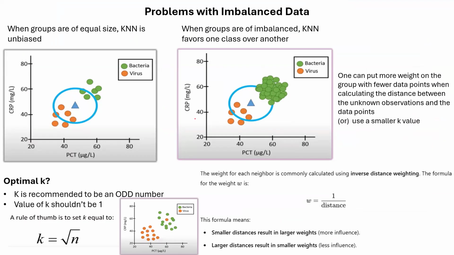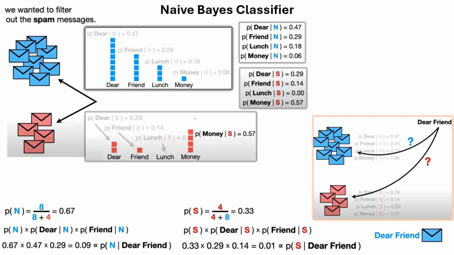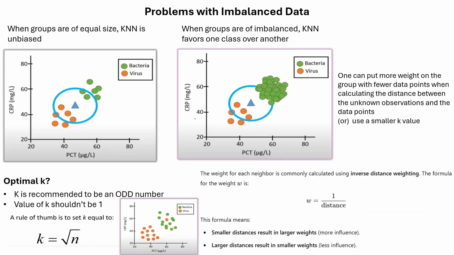Now it all works well when you have balanced data in your data set. If you don't have balanced data, if you have imbalanced data, how KNN works is something that you have to understand. Okay, let's look at this. So, problems with imbalanced data.